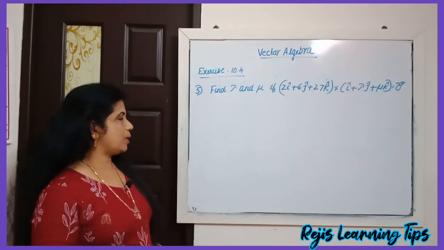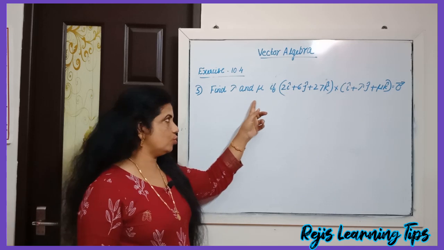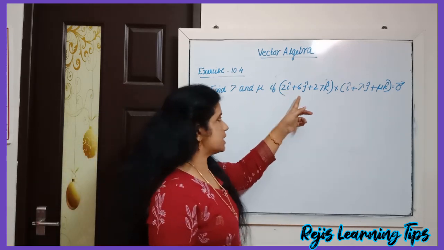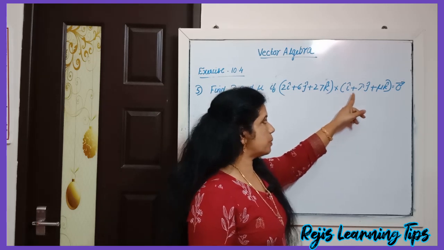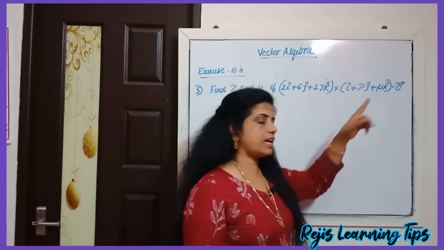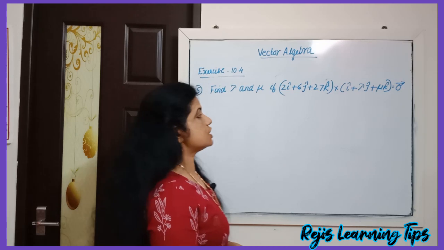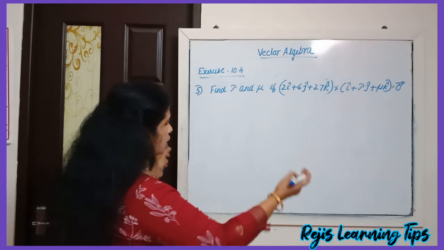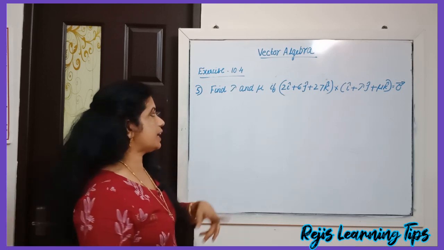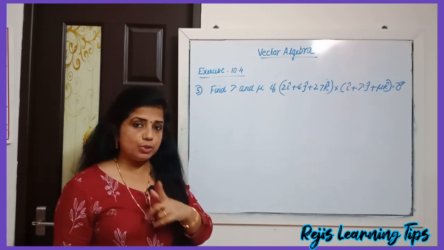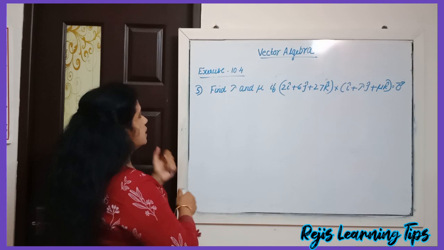Then the fifth problem. Find lambda and mu if 2 i cap plus 6 j cap plus 27 k cap cross i cap plus lambda j cap plus mu k cap is equal to 0 vector. Then we can cross it. We want to find lambda and mu. How can we find lambda and mu? Let us see.